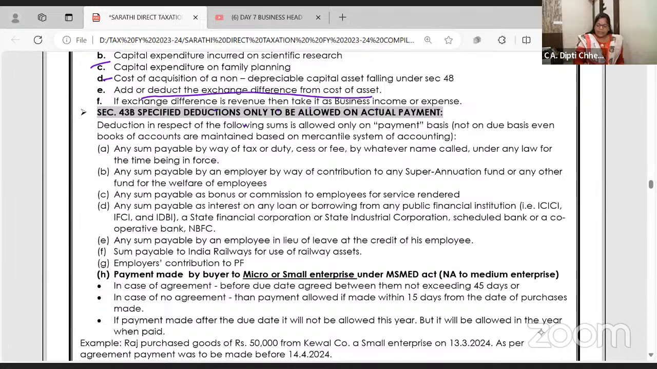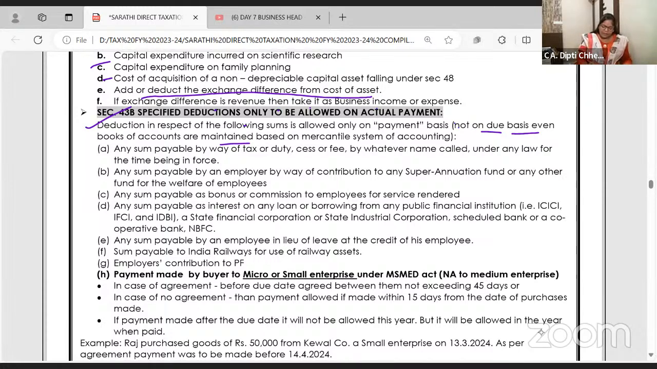Specified deductions are only to be allowed on an actual payment basis. There are some expenses, if you show them outstanding in March, you have to pay them before the due date of filing the return. Okay? So many times expenses outstanding, salary outstanding, commission outstanding, we show outstanding to reduce the profit and inflate the expense. But that outstanding is there in March and you are filing your return in July or September. Till then it should be paid. If not paid, it will be disallowed under 43B.